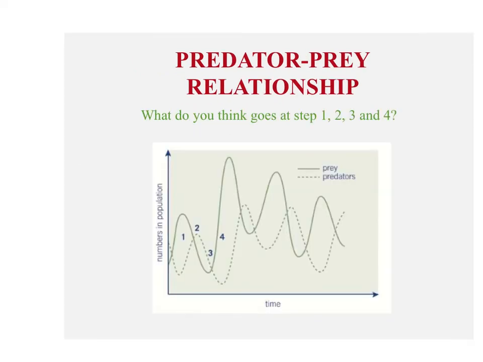So sketch the graph for me. You've got time across the bottom. It's a non-numerical axis, and then numbers in population up the Y. Draw the graphs, sketch them, make sure you've got your key, and explain what you think goes in at numbers 1, 2, 3, and 4. We'll go through those in a second. So spend about 5 minutes adding your thoughts, and then play again when you're ready to go through what actually happens.